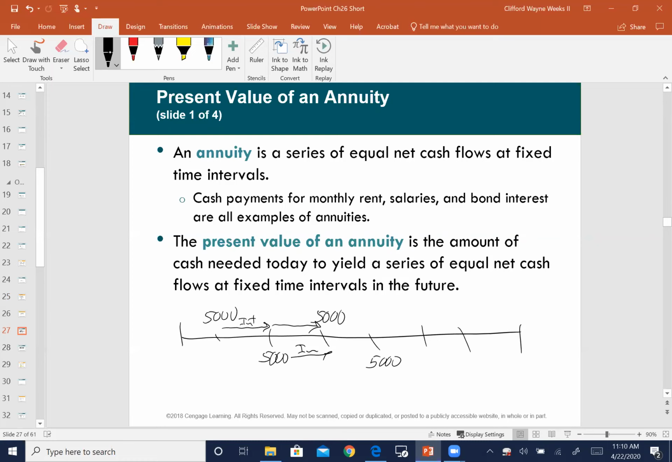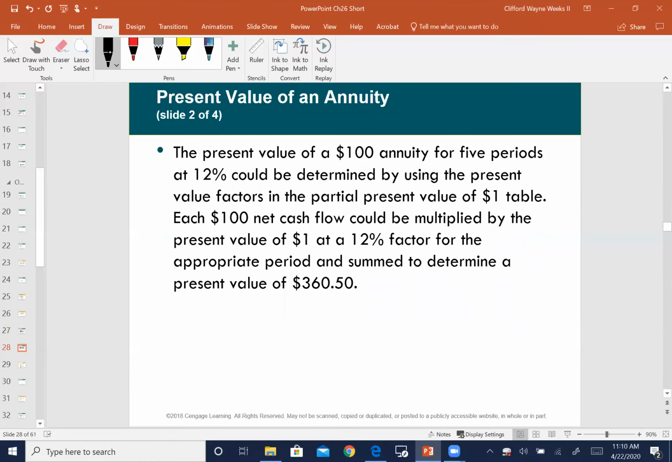And there are 2 types of an annuity, all right? This one is an ordinary annuity, which is ordinarily used. Okay? And so the present value of $100 annually for 5 periods at 12% could be determined by using the present value factor tables, the first table. And we just have to do it year by year by year, okay? Or we can use another table, which is called the present value of an ordinary annuity for $1, okay? And we'll see that here in a second.